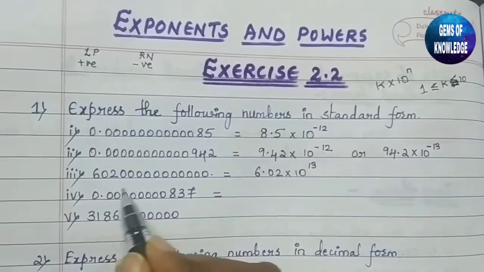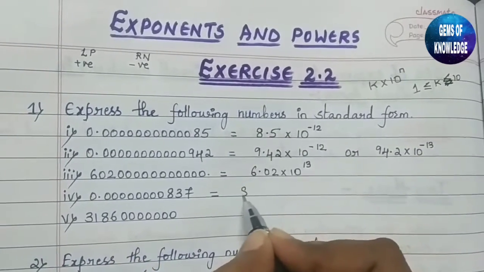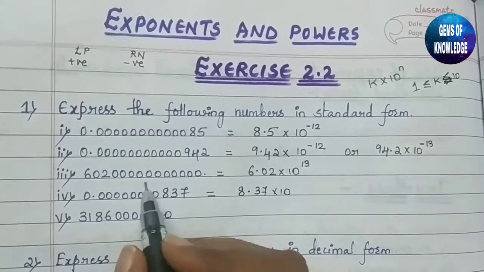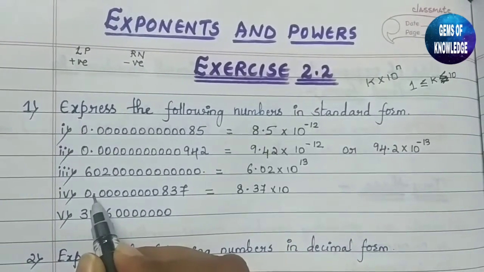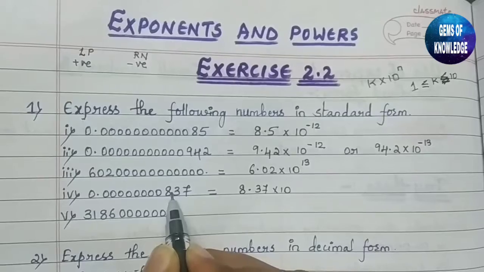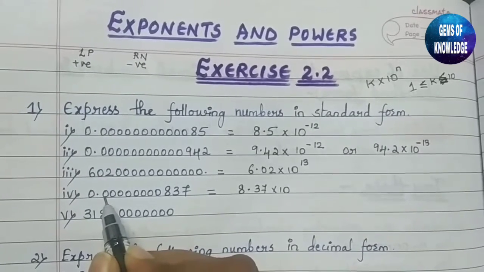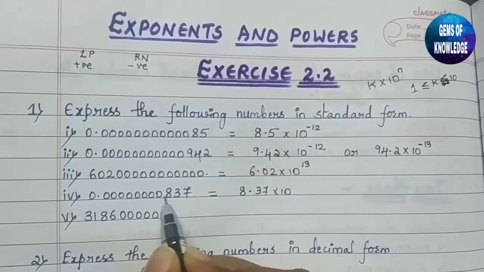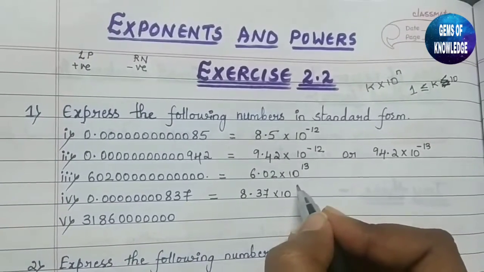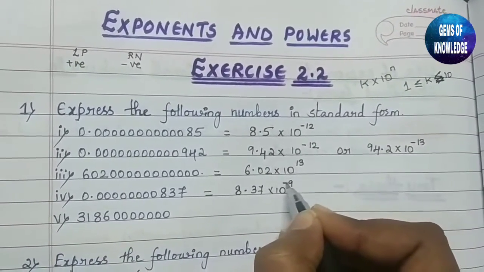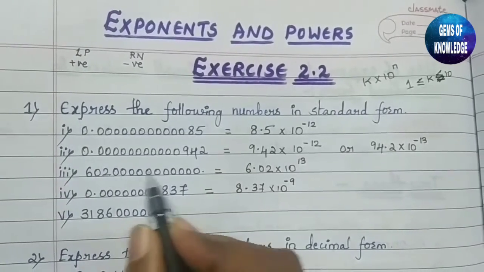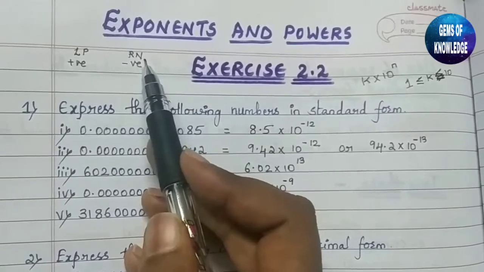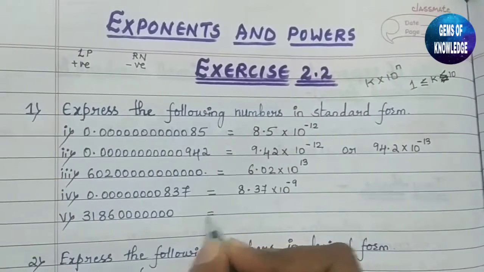Here the point you have to bring to here. It will become 8.37 into 10 to the power of, you need to just see, you need to bring the point to the right side. So how many numbers you have to leave here? 1, 2, 3, 4, 5, 6, 7, 8 and 9. So it will become 9 with a minus sign since you are moving your point to the right side. So right side it will be negative. Next one.